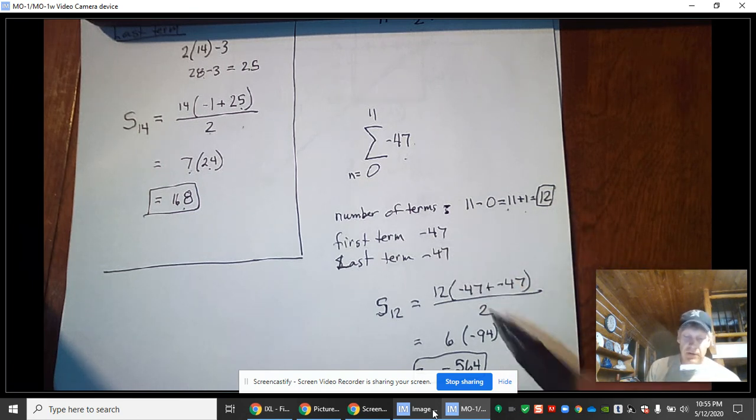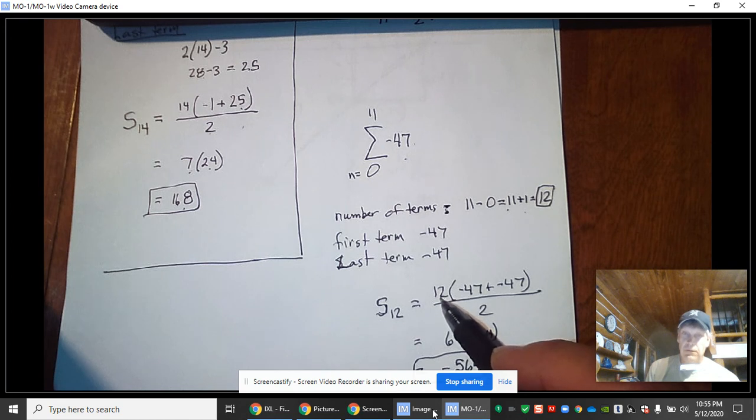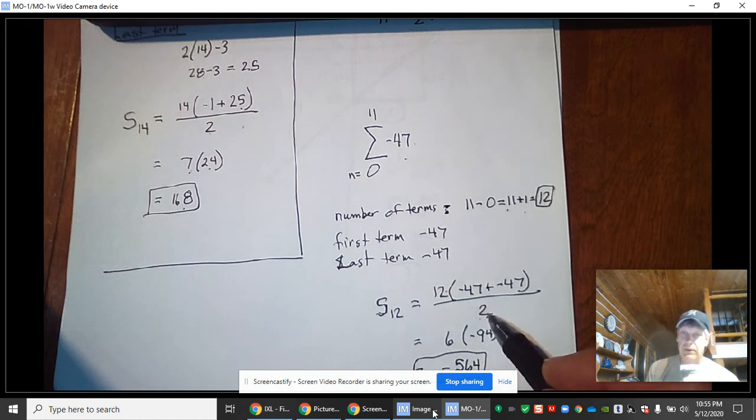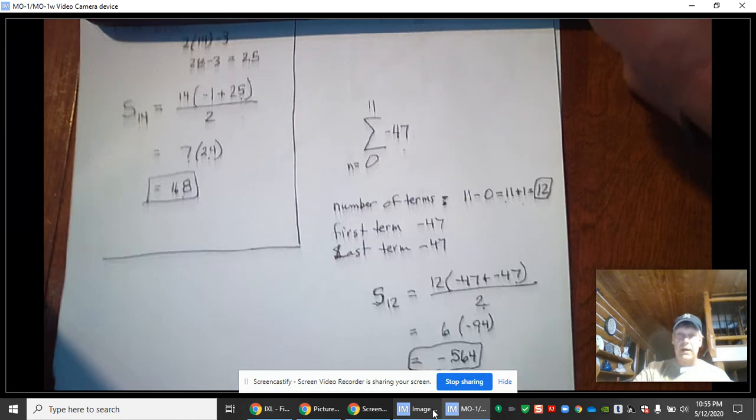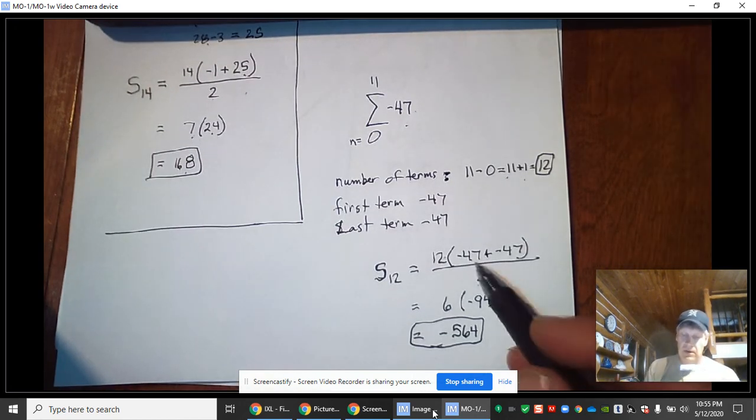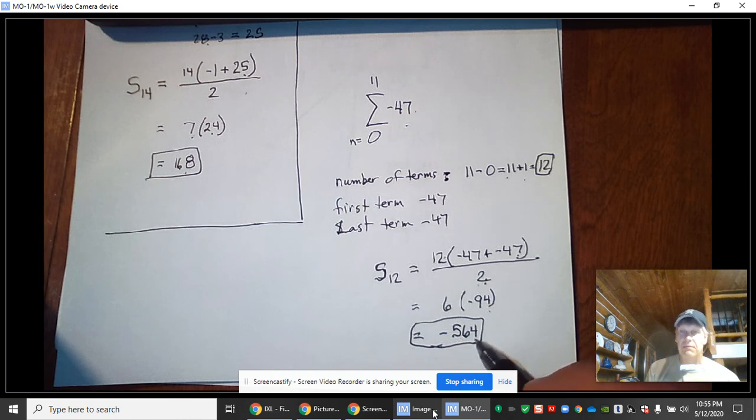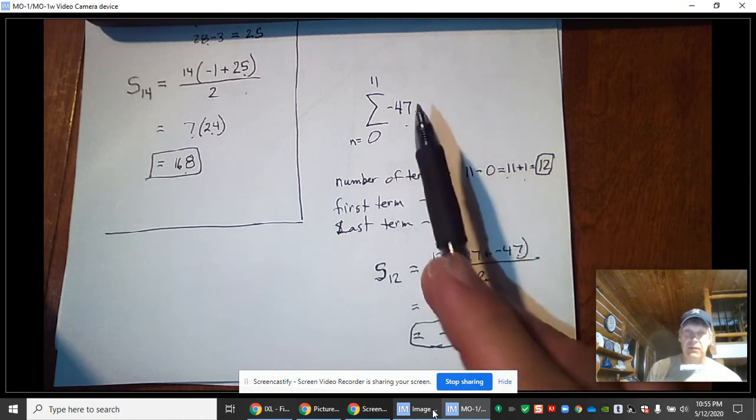So let's follow the formula. I take 12 and I'm going to add my first term and my last term, add that up, cut it in half. Since 12 is even, I just took 12 divided by 2 and got 6. And negative 47 plus negative 47 is negative 94. Multiply it up and I get negative 564. So it's a little bit different if there's no variable here.